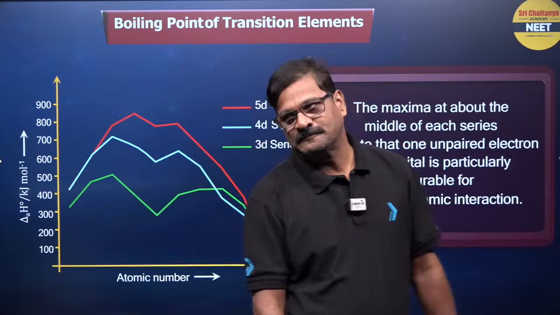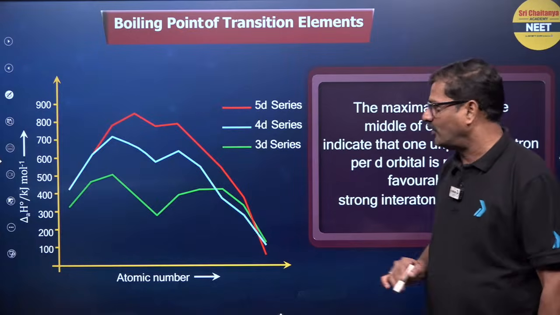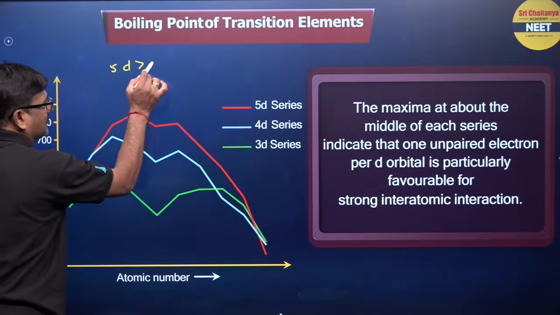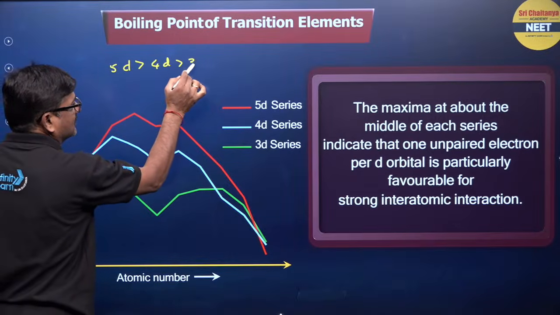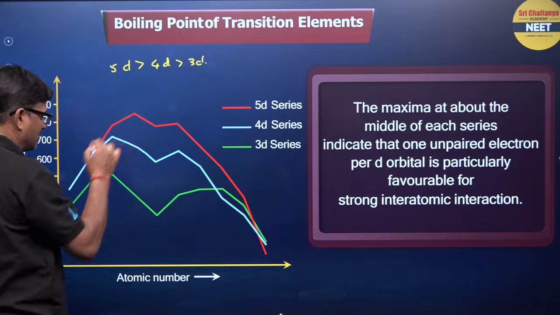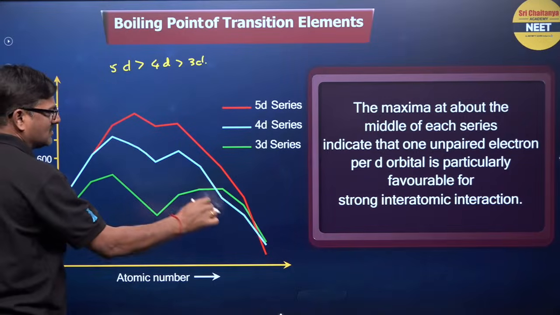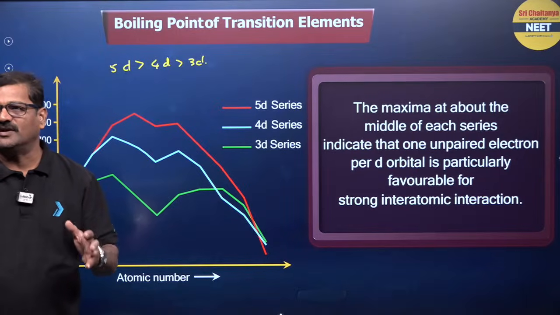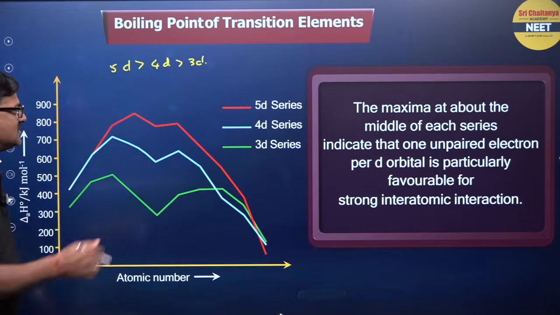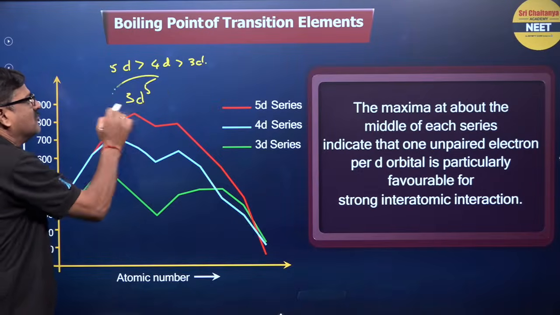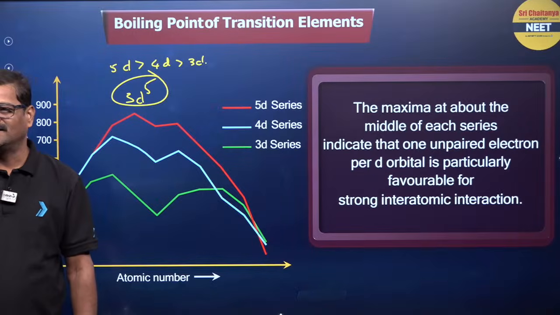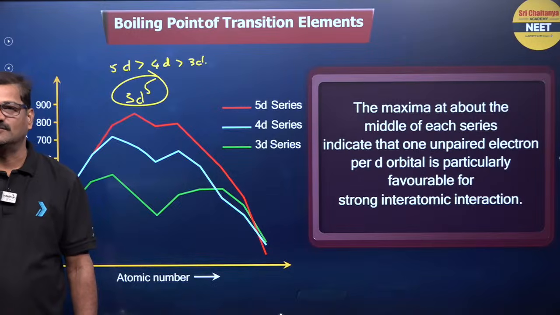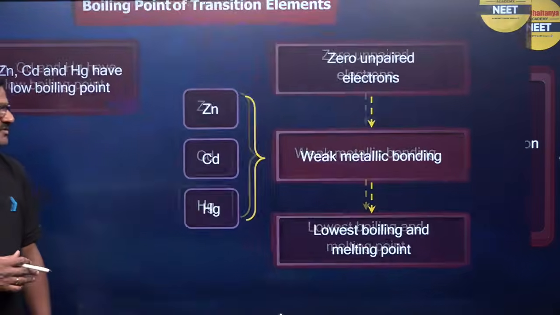Moving ahead. If you look at the boiling points, the 5d series is greater than the 4d series, which is greater than the 3d series. The maxima is reached and then it goes down. The maximum at about the middle of each series indicates a d5 configuration, which makes it more favorable for interatomic interactions.